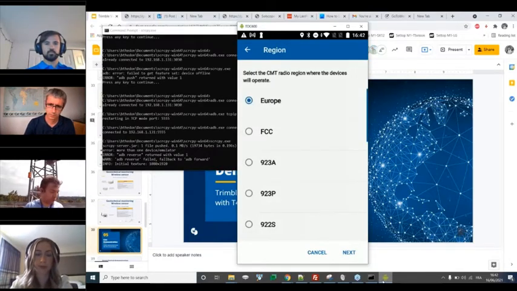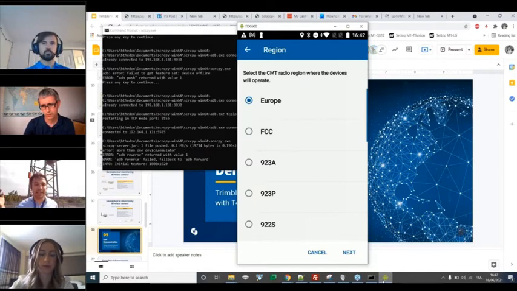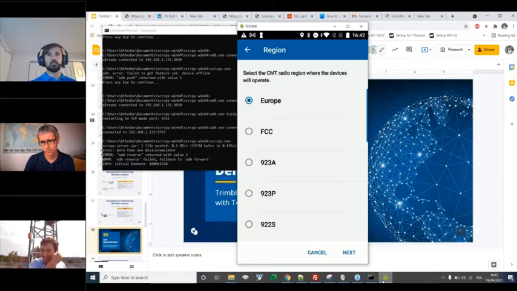And this is where you have to choose which frequency you use. Here I'm based in France and my gateway is a French gateway, a European gateway. So in this case, I have to use Europe.